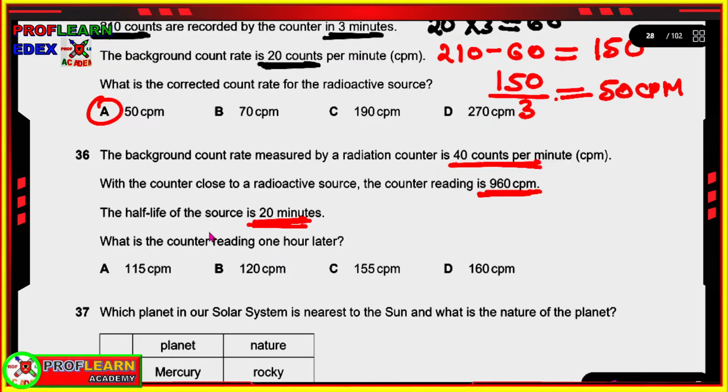What is the counter reading 1 hour later?